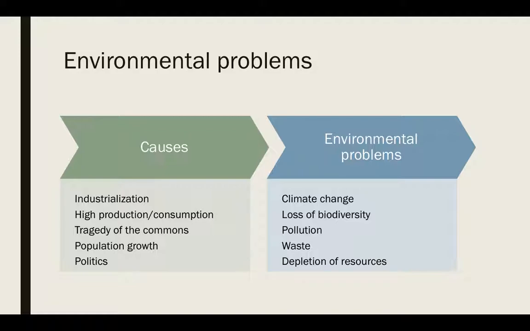But what causes environmental problems like climate change, loss of biodiversity, pollution, waste, and the depletion of resources? The trigger for these issues was the Industrial Revolution, which led to high production and consumption. Other causes like population growth and political factors such as lobbying played a big role as well. The tragedy of the commons describes the phenomenon that everyone has free access and demand is unrestricted to finite resources like oil or wood, which in turn will lead to the depletion of these resources.